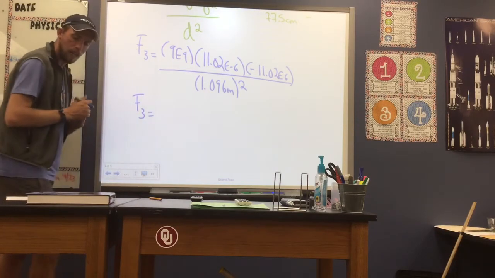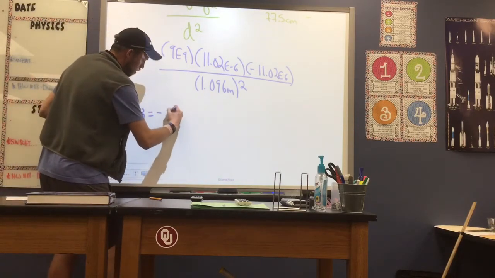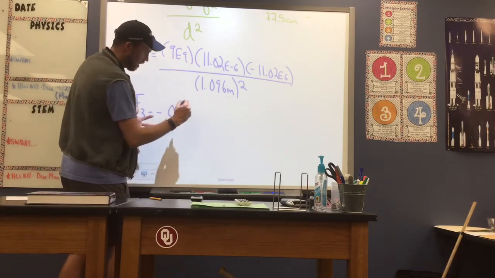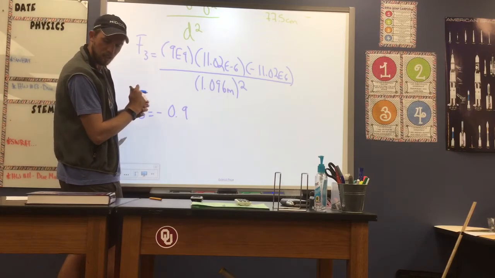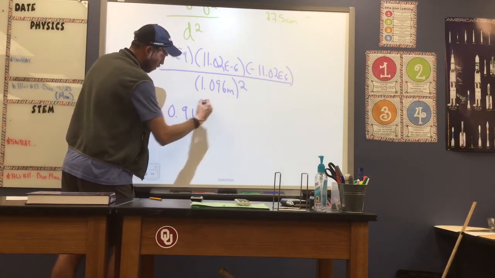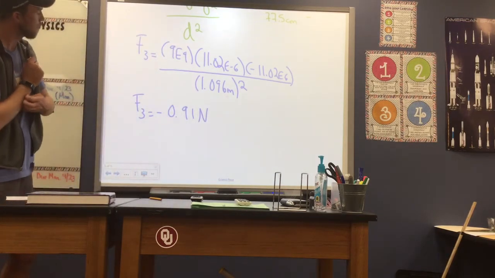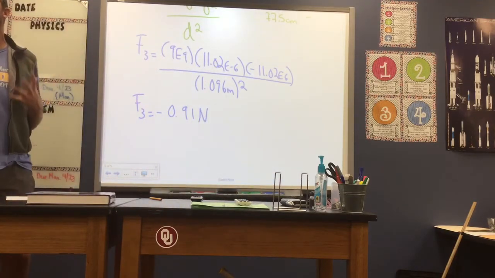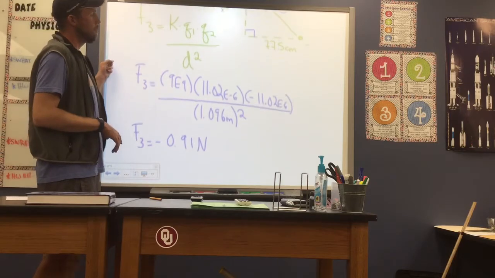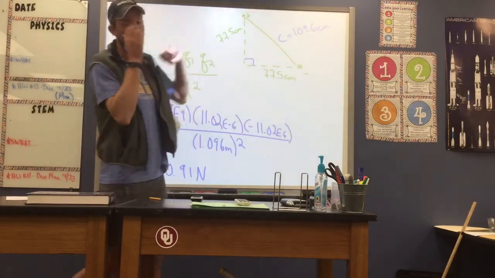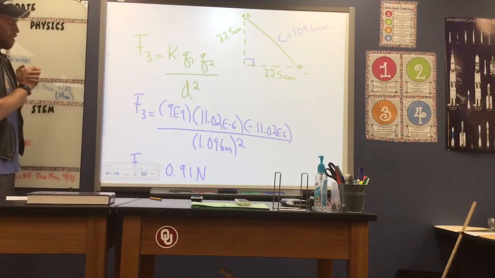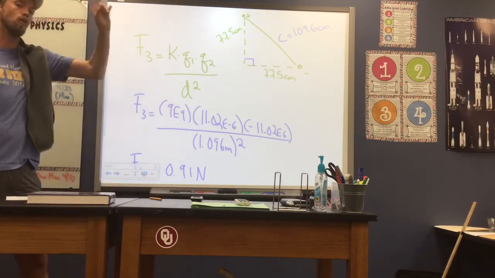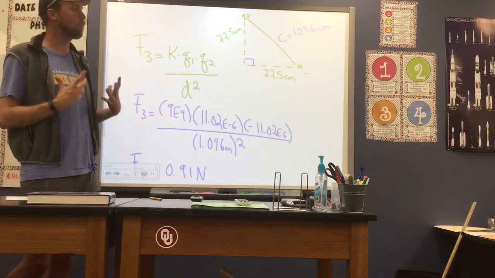So, F3, I get a value of negative 0.9, that's about 0.9, that's tricky to round. Let's go with negative 0.91 newtons. I don't usually like rounding like that, but we'll go with that. Now remember, the negative just tells us it's a force of attraction, which means it's going to be pulling the negative toward the positive. Okay? So now that we have all of our forces, it's our job to sum them up to find the one overall force acting on that negative charge.